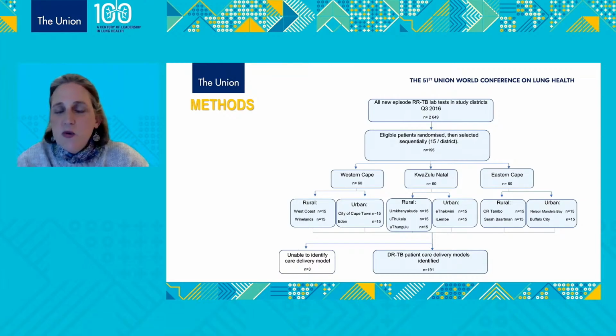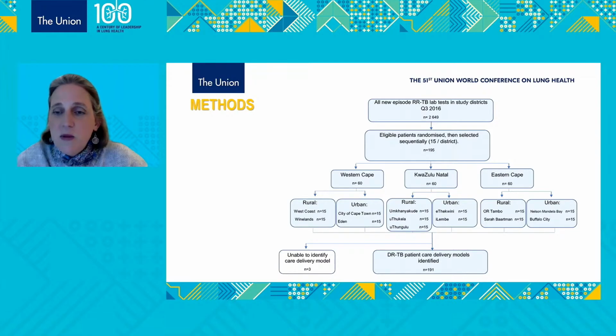So the methods were that we took all new patients with drug-resistant TB, RR-TB lab tests in study districts from Q3 of 2016. We received 2,649 patients. Eligible patients were randomized and then selected sequentially, 15 per district. The contiguous provinces we selected were all coastal provinces: the Western Cape, KwaZulu-Natal, and the Eastern Cape. We selected 2 rural and 2 urban centers in each district.